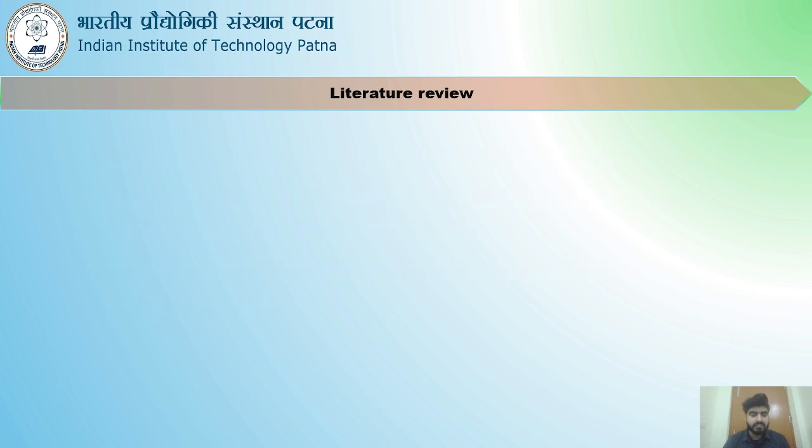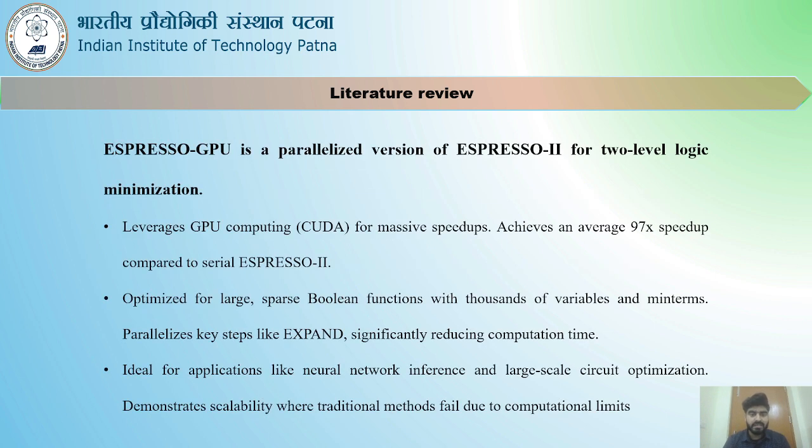So the next one is Espresso GPU, a parallelized version of Espresso 2 for two-level logic minimization. In this minimization, it leverages GPU computing with CUDA for massive speedup and achieves an average 97x speedup. So first, why parallel computing? Traditional Espresso performs computation one step at a time, and Espresso GPU distributes tasks across thousands of GPU cores, enabling parallel processing.